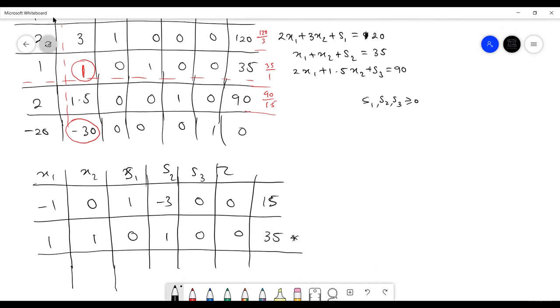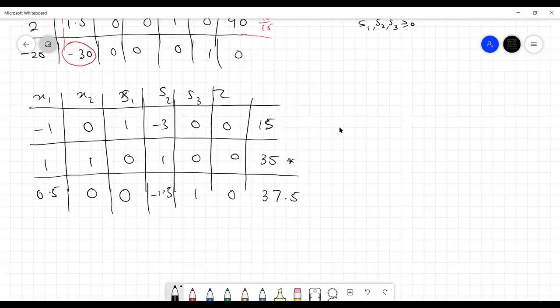Similarly, if you convert this, it becomes 0.5, 0. You have to multiply the second row by 1.5 and subtract from the third row. So 3 minus 1.5 times the second row: here this becomes 0, here this becomes 0, this is minus 1.5, this is 1, Z is 0, and this becomes 37.5.